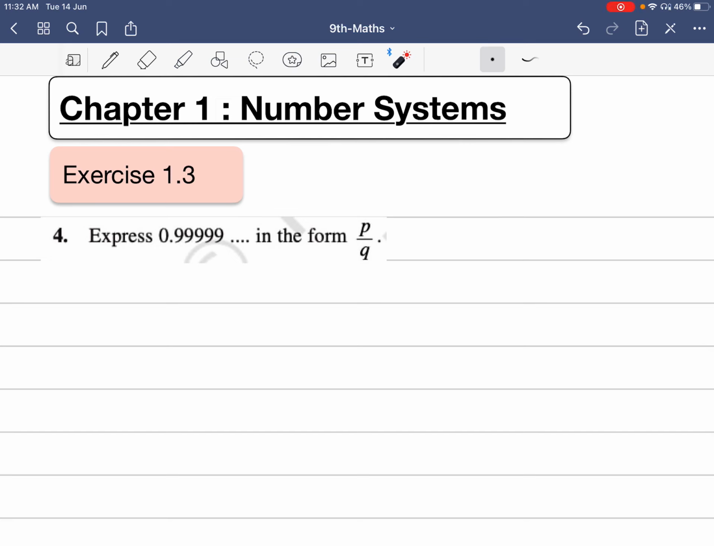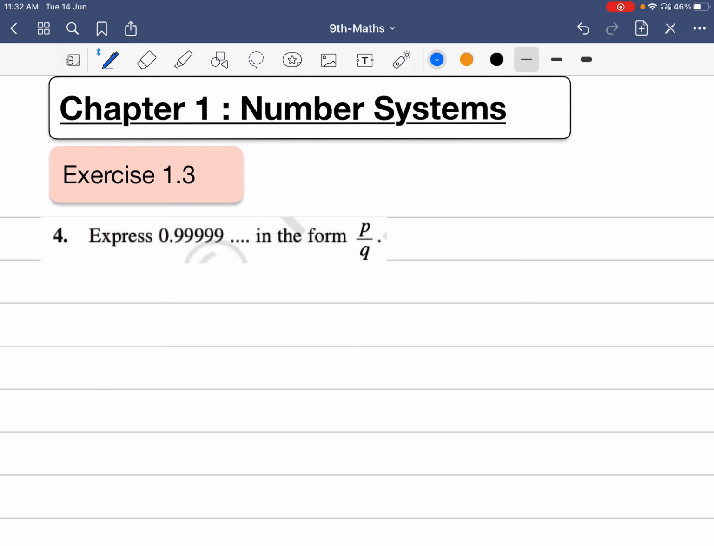In this video, we are going to solve a problem from exercise 1.3 of chapter number 1, Number Systems, and we are going to look at question number 4. Let's read the question. Express 0.999999 dot in the form p by q.